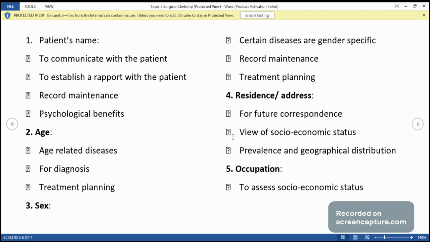Treatment plan. We have prescription of medication varying from one age to another. An adult will always just get a prescription for an adult. A young boy will always get a prescription for a young boy. So treatment planning is also a key thing.